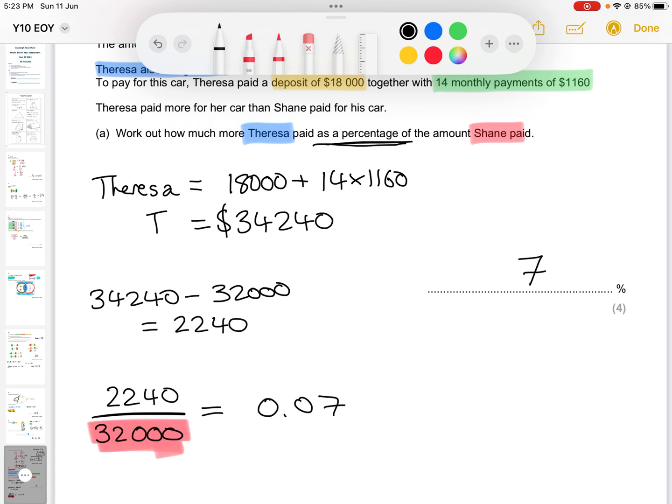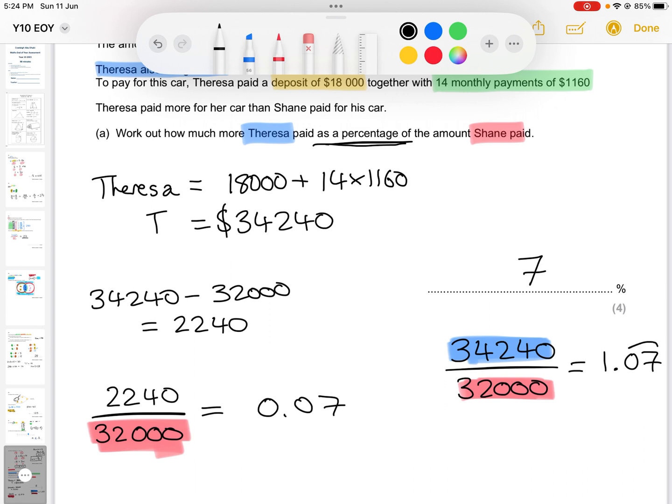That's option number one. Option number two is you take the amount that Teresa paid, which is $34,240, compare it to the amount that Shane paid, which is $32,000, and that gets you a decimal that describes how much Teresa paid as a percentage of how much Shane paid, which is 1.07. So this 0.07 is the extra 7% that she paid compared to Shane. Either way, you either get 0.07 and translate that as 7%, or you get this decimal 1.07 and know that that's 7% extra. Done.